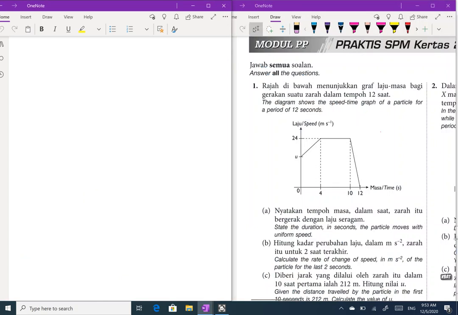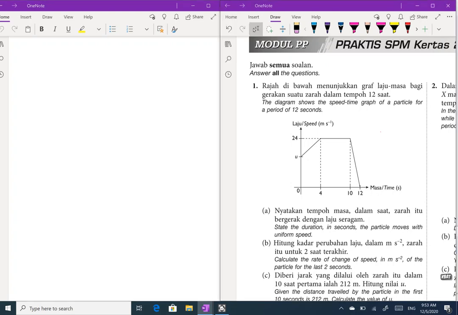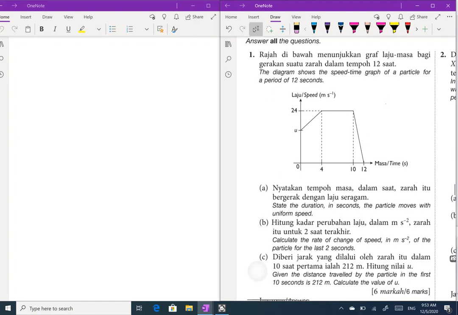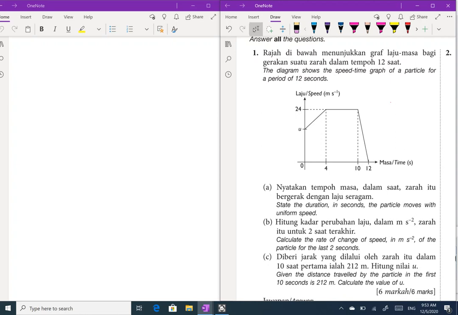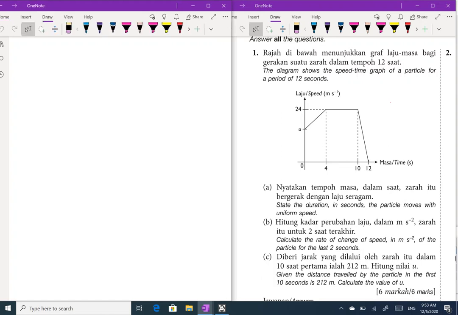今天我们来到最后一 part，就是 practice SPM. Today we come to the last part for our chapter 7, that's practice SPM. So I will try my best to explain one by one for the question. I hope you can master this chapter. So for this chapter, we recall back some formula that we have learned.